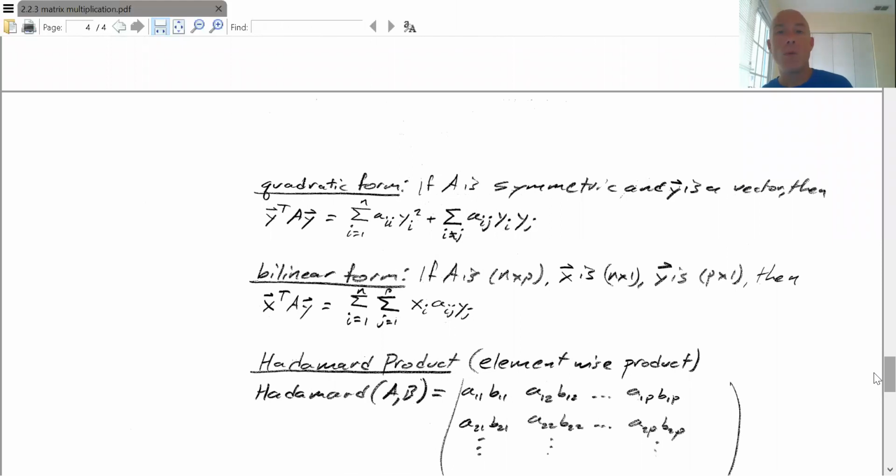Okay, the next thing we need to talk about is quadratic form. If A is a symmetric matrix and y is a vector, then y transpose A times y is equal to, now this is a special formula, I'm going to take all the a_ii's, multiply by the y_i's squared, and add them up, so i goes from 1 to n. Now, here, I'm going to take a_ij times y_i times y_j, multiply these together, and then add up all the cases where i does not equal j.